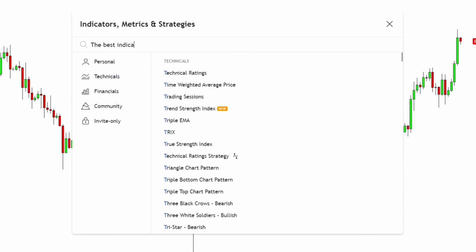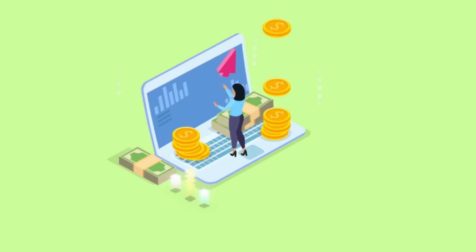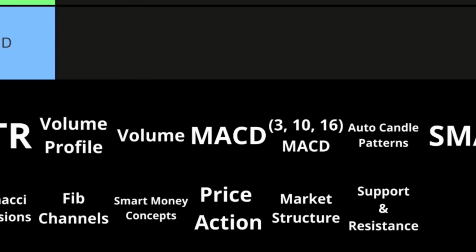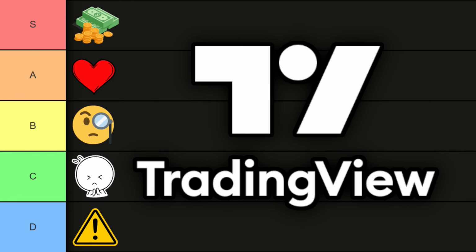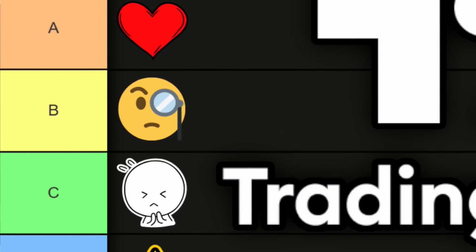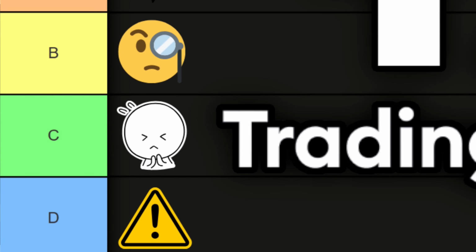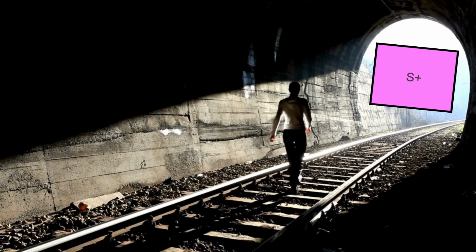What are the best and worst TradingView indicators to make money? Well, in this video, I will be ranking 21 of the most popular TradingView indicators on a tier list, from S, which are the absolute best ones, all the way down to D, which are the worst. And at the end of the video, I will crown one indicator as the winner and one indicator as the biggest loser.